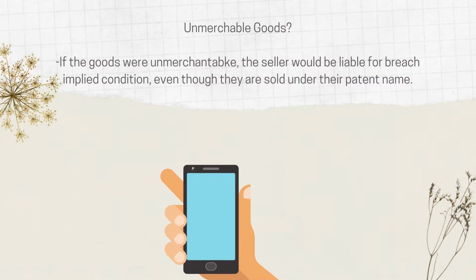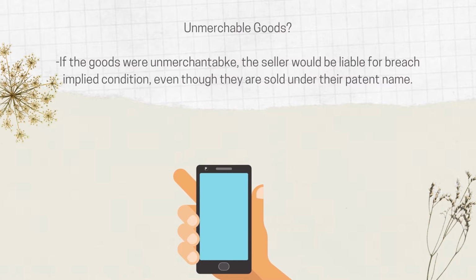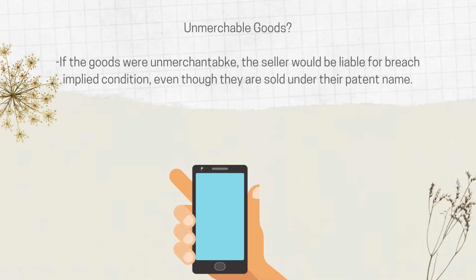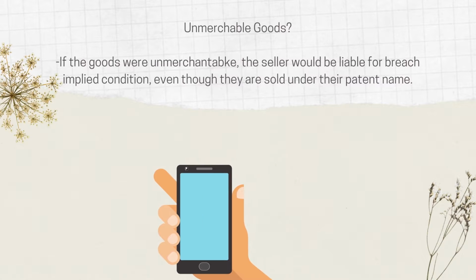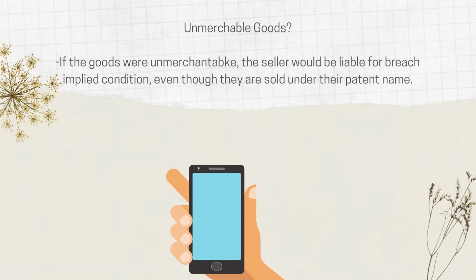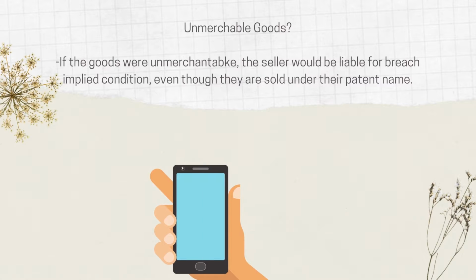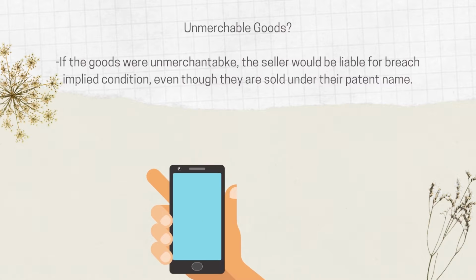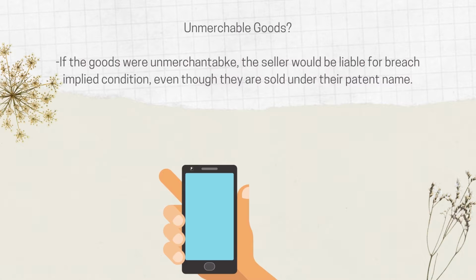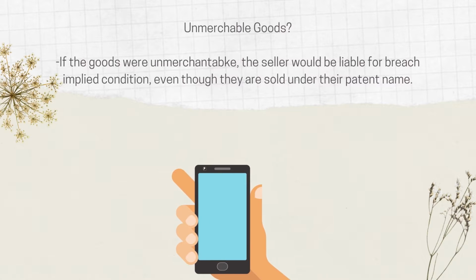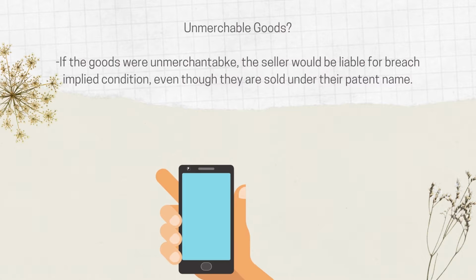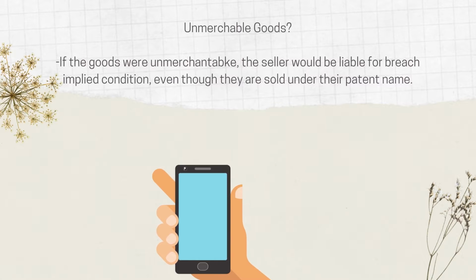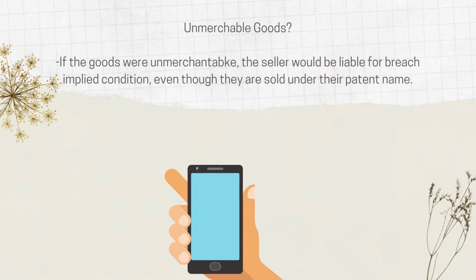If the goods were unmerchantable, the seller would be liable for breach of implied condition, even though they are sold under a patent or trade name. But Section 16(1)(b) does not apply where the buyer has examined the goods, and by such examination the buyer would have discovered the defects that ought to have been revealed. For example, if the buyer had been given the opportunity to examine a jacket before he purchased it, he would discover the jacket has torn, but he still bought the jacket. Later, he cannot really claim the jacket is unmerchantable.